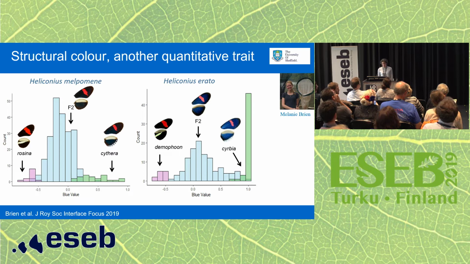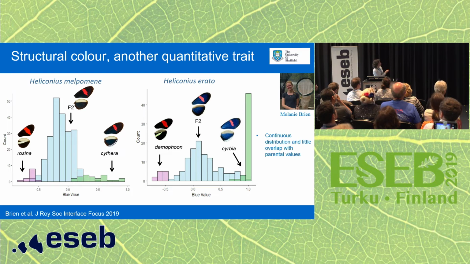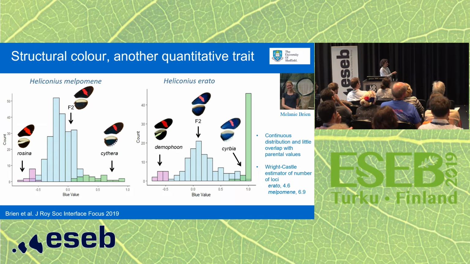Mel Bryan, a PhD student in my group, has been analysing this blue color variation in these crosses. This is what it looks like in the F2s compared to the distribution of the parentals. You can see it's pretty continuous in the F2s, and there's very little overlap with the parental values, suggesting that this really is a polygenic trait. It's controlled by multiple loci, and if we do a rough estimate of the number of loci, it comes out as being about 5 in erato and about 7 in melpomene.